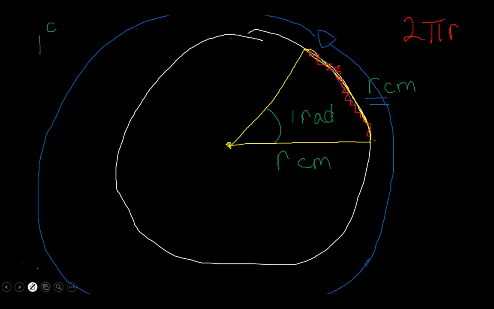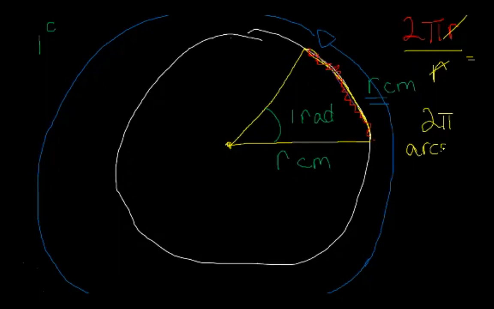Well, that's what I said. You would say 2 pi r divided by r. Why? How many times can I get this into this? Cancel the r's. So you end up with 2 pi arcs of length r.